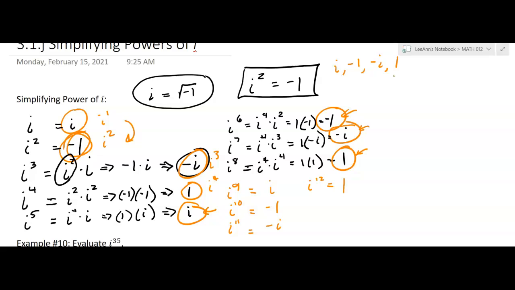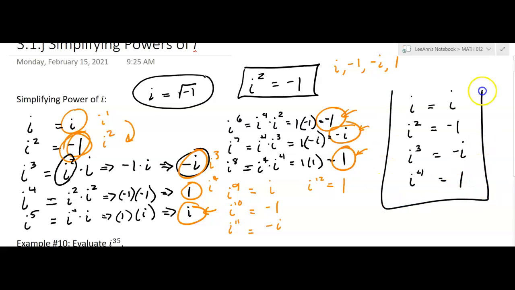So, I like to make my little i chart, and this is what I say. i is i. i squared is -1. i cubed is -i. And i to the fourth is 1. So we need to know those. And then we're going to talk about in the next example how to do a higher power. But remember, this is key: every fourth power, every group of 4, is just a 1.